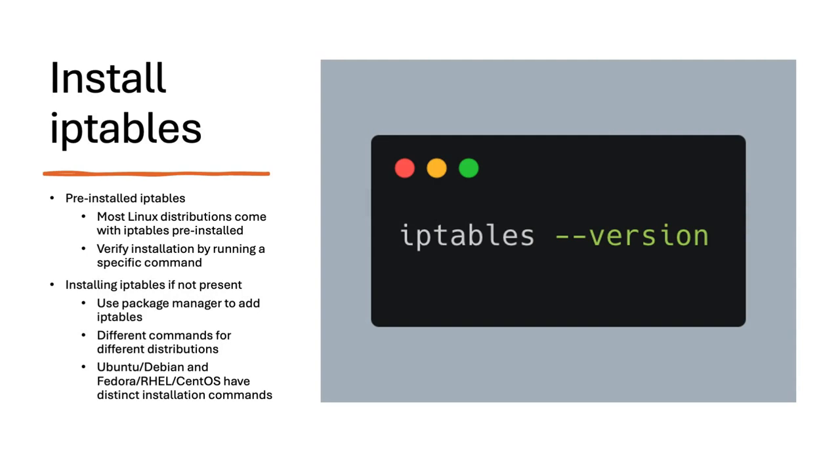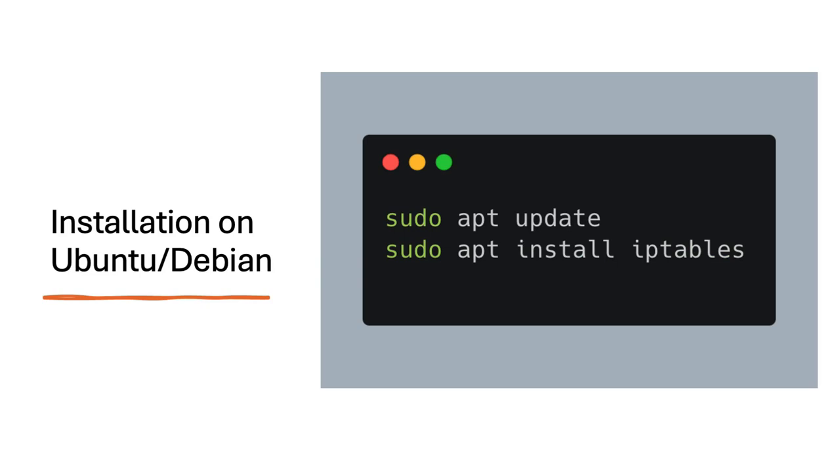Most Linux distributions have iptables pre-installed. Verify by running a command. If it's not installed, use your package manager. Commands differ for Ubuntu and Debian, and Fedora, RHEL, and CentOS. To install packages on Ubuntu or Debian, use your package manager.